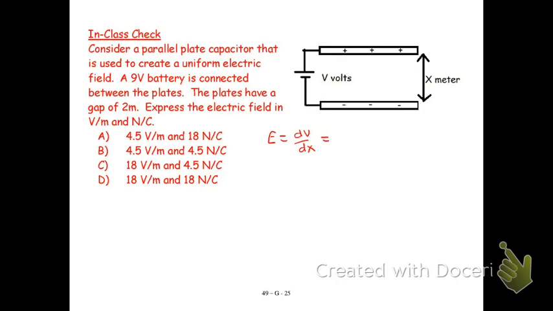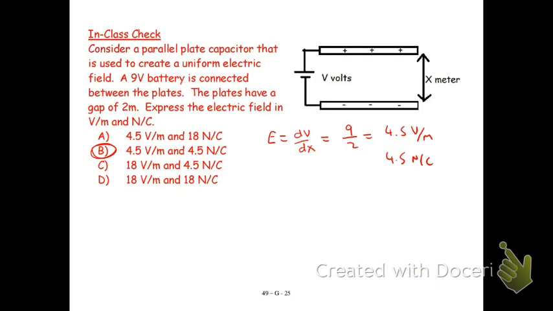Which equals, what's my delta V? 9 volts. What's my delta X? 2 meters. Which equals 4.5 volts per meter, which is, by the way, the same as newtons per coulomb. Cool. So I got it from the units, volts per meter. I'll take something with volts and divide it by something with meters.